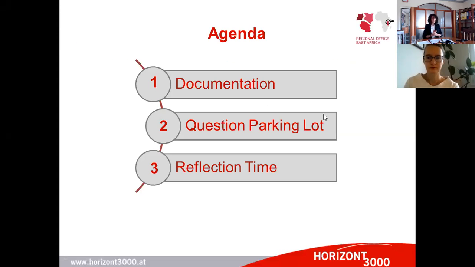Yes, so as I mentioned, today we're going to look at, for one, documentation. Then we're going to have a small question parking lot. Remember last session, I invited everyone to bring questions that you still have so that we can answer them today. If you haven't sent in questions, but you still have something, you can still pose the question throughout this session, and then we see if we can answer that question immediately. And then finally, we want to take some time to reflect on this webinar and to hear back from you how the experience has been.